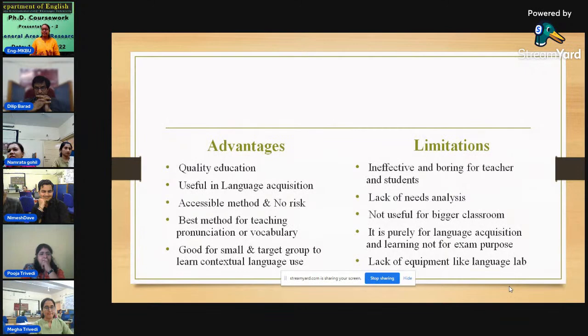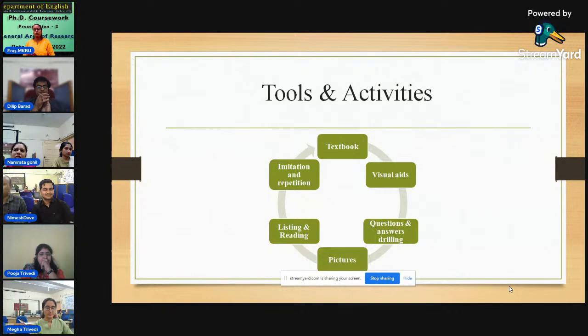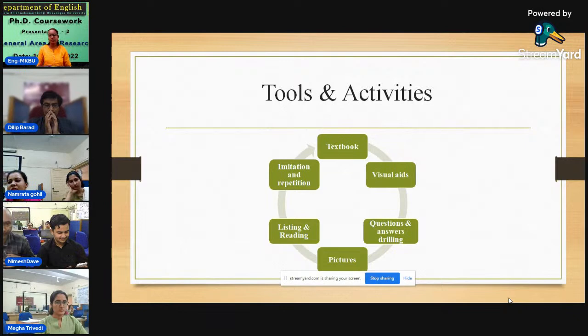What are the tools and activities teachers can use in this approach? In tools, teachers can use textbooks and visual aids well. For activities, you can design question and answer drills, or listening performance, and show pictures. Listening and reading are both very important. Imitation and repetition: with these kinds of activities students can learn well.